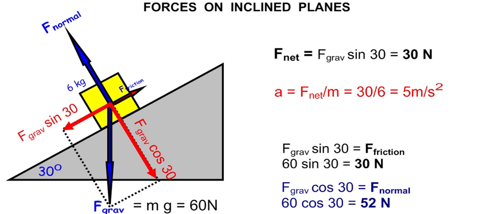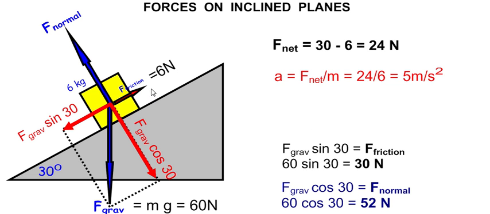Let's look at an example. In this example, our friction will be 6 newtons. So looking at the net forces that are acting downslope, we have F gravitational sine 30, which is 30 newtons, and 6 newtons opposing it. So the net force is 30 minus 6, that's 24 newtons. That net force will cause an acceleration of 24 divided by 6, and that is now 4 meters per second squared.